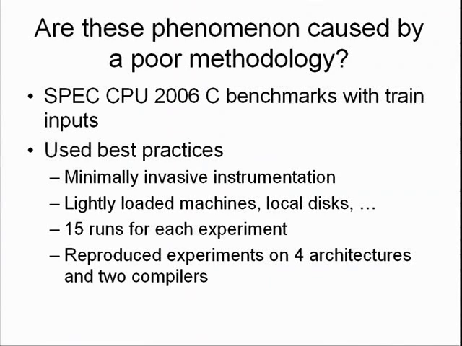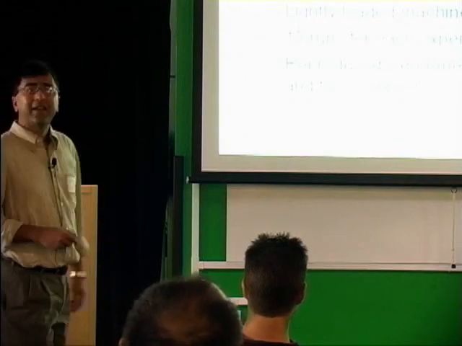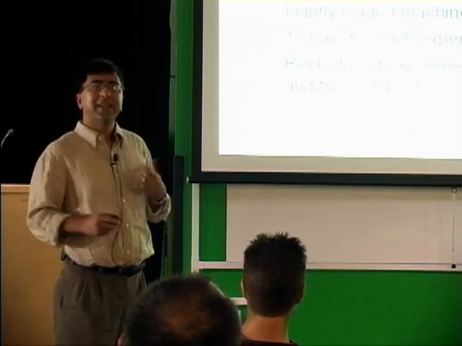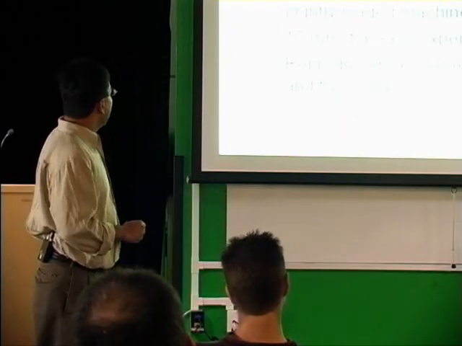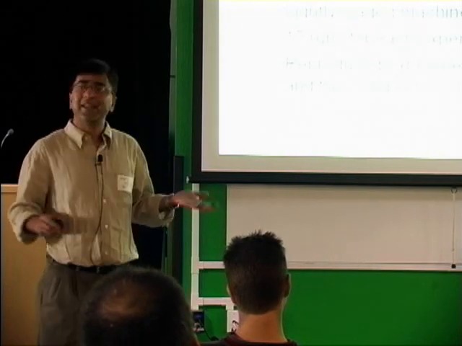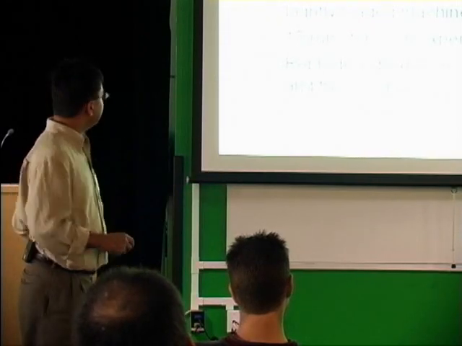Now, are these phenomena caused by a poor methodology that we might have followed? Actually, we followed the best methodology we could find or come up with. We used the Spec CPU 2006 C benchmarks, and we used train inputs because they're already quite long, and we needed to run tens of thousands of runs. We used the best practices. So we tweaked our instrumentation so it was as lightweight as we could come up with it. We ran our experiments on lightly loaded machines, used only local disk. There was no network activity, etc.